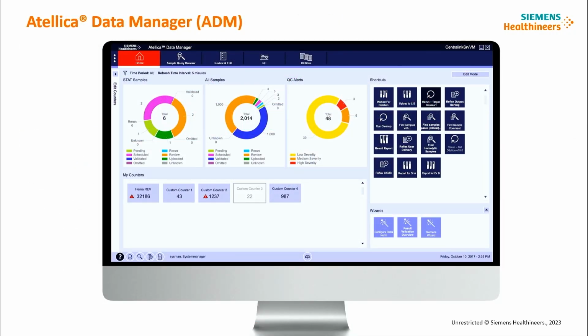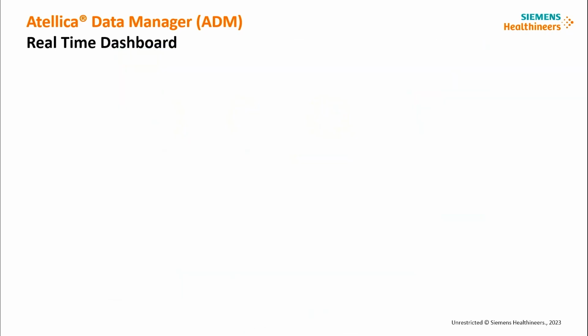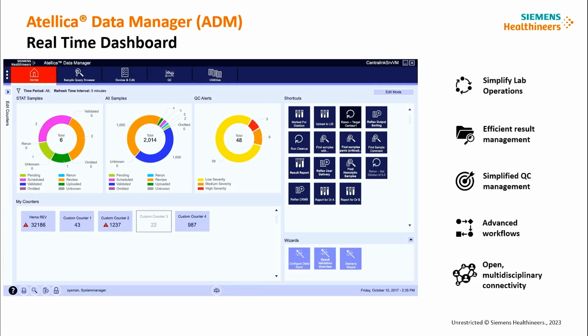The ADM is our next generation middleware software. It's used by the technician, and it has a lot of features. It simplifies the lab operation, so you can have this screen inside the lab and know everything happening in the lab. It offers efficient result management, especially with auto validation. It also simplifies QC management. It has advanced workflow, and can go from simple to very complex rules, like reflex test, repeat, dilution, or even calculated parameters.